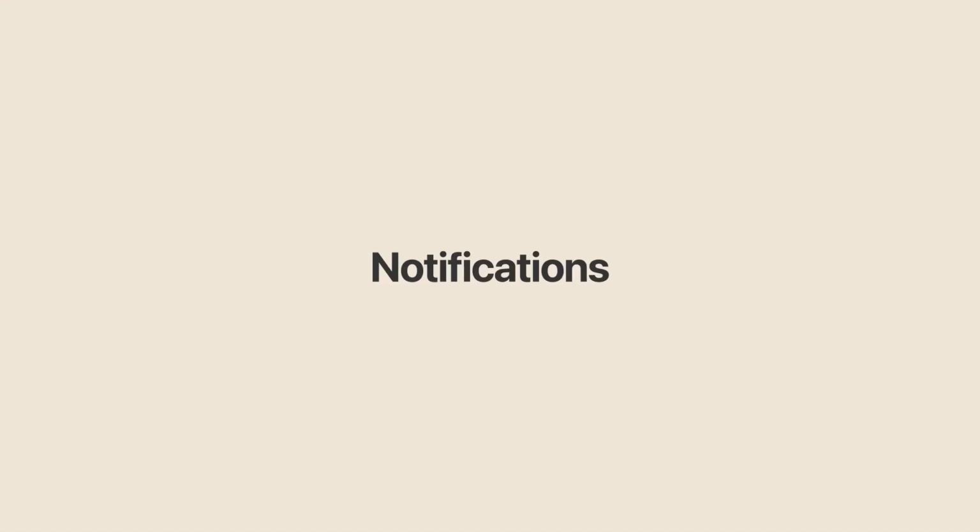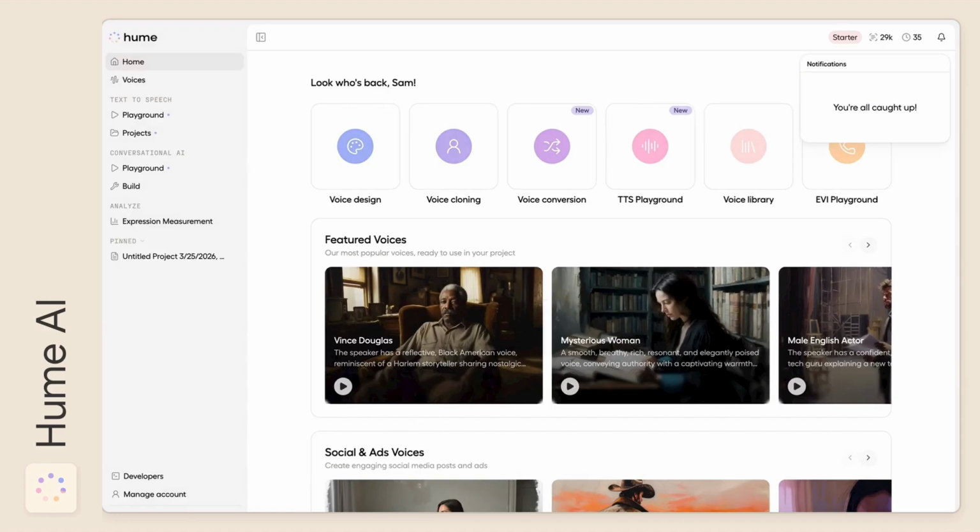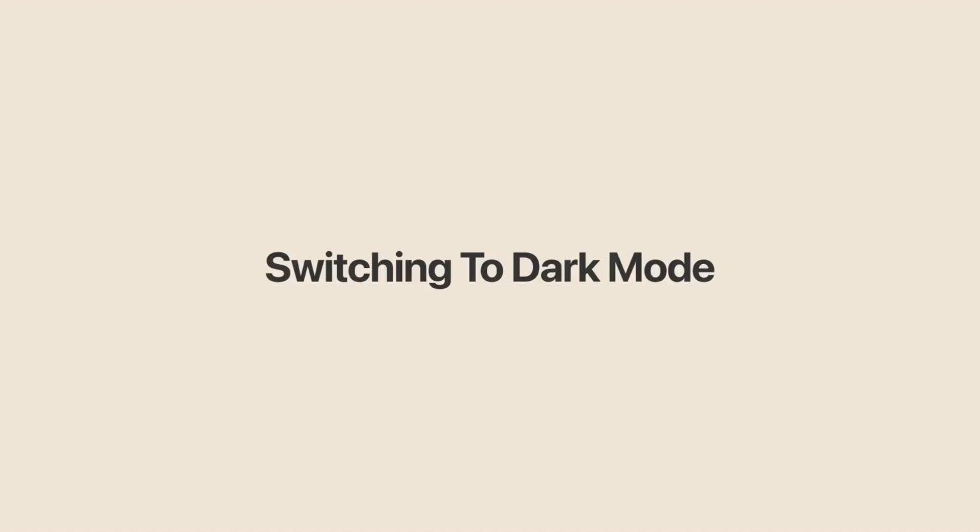Notifications, because silent mode was too popular. Check notifications on the Hume AI dashboard. You're all caught up. Switching to dark mode. For those serious about eye strain.